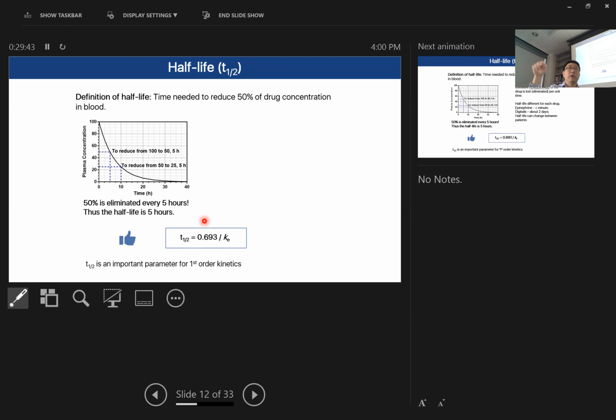0.693 is basically natural log 2. Okay. And in our later practice, I'll show you how to calculate this KE based on the log plot, semi-log plot.